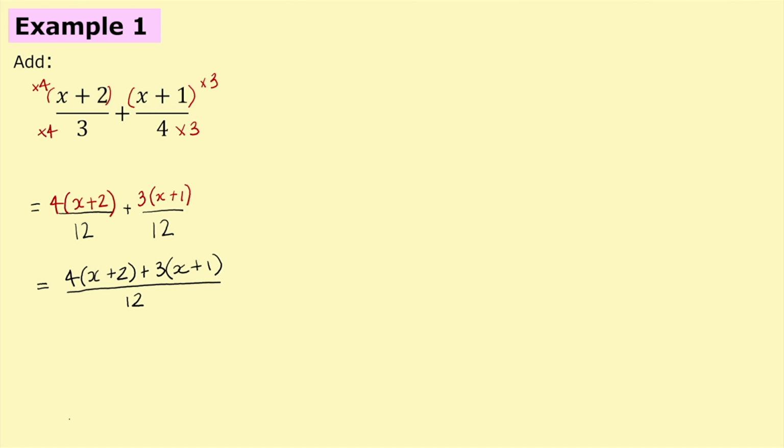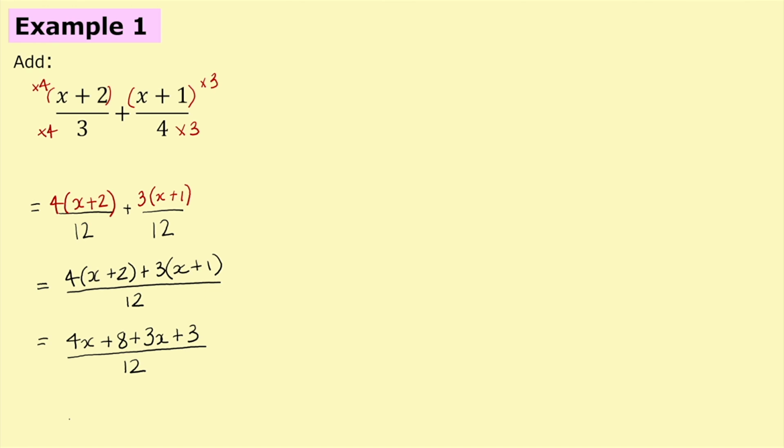But we can't leave our answer like this. We need to expand our brackets and simplify. So we're going to expand the brackets by multiplying everything on the inside of the bracket by the term on the outside. So 4 times x gives us 4x. 4 times 2 gives us 8. And then we've got plus 3 times x to give us plus 3x. And then 3 times 1 to give us plus 3. And this is all over 12.